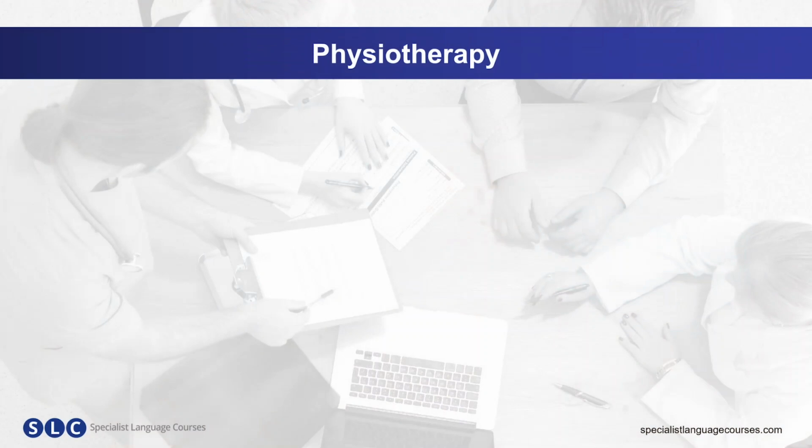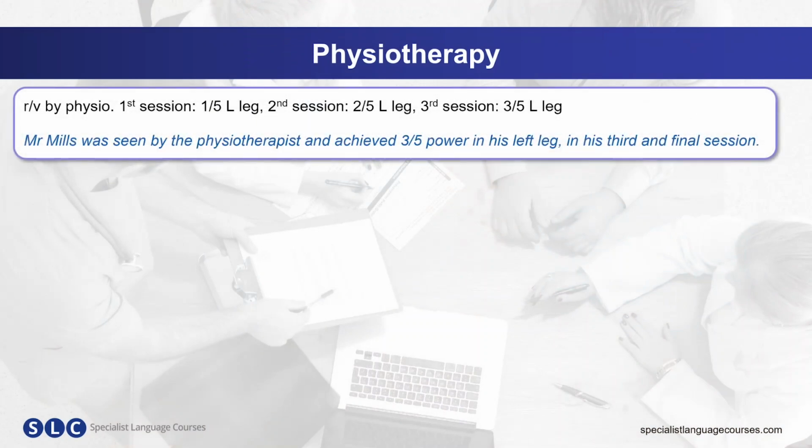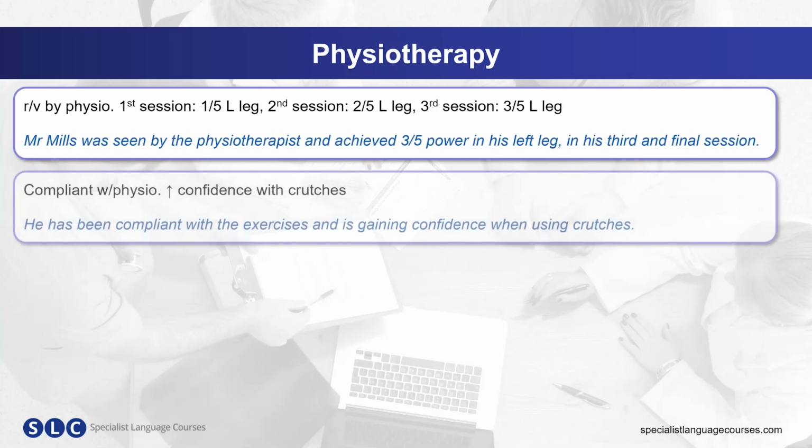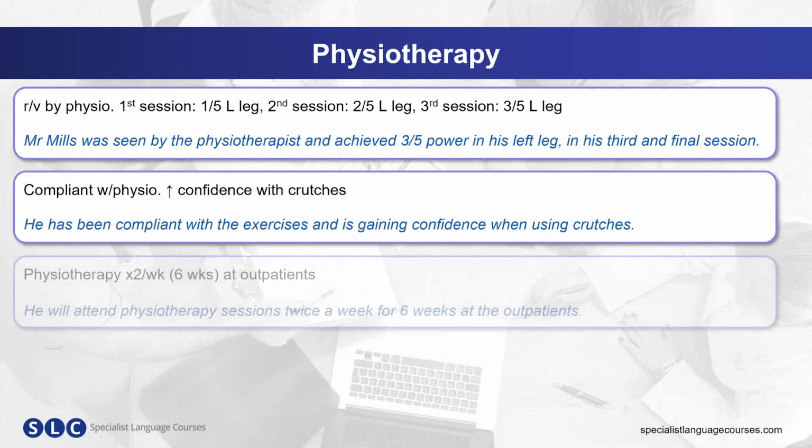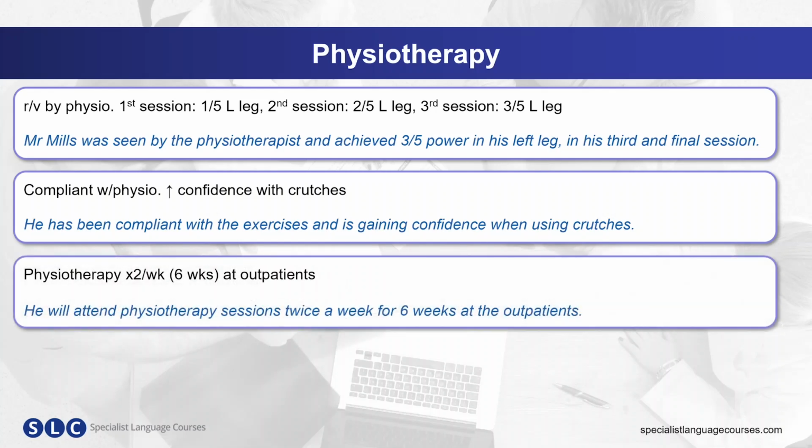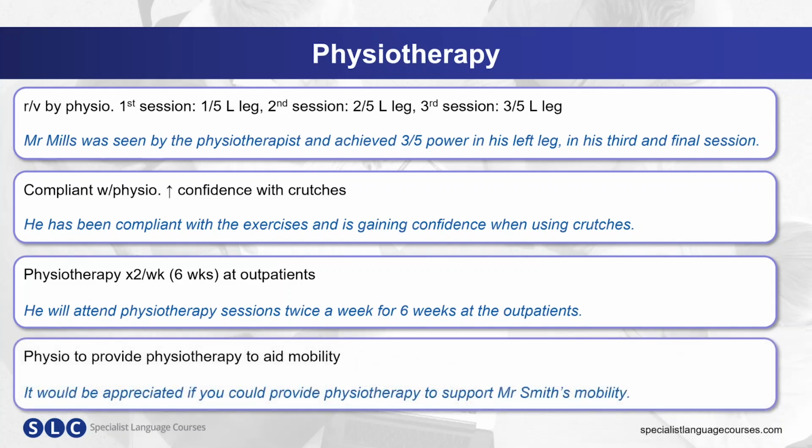Here are some examples. Mr. Mills was reviewed by the physiotherapist and achieved 3 out of 5 power in his left leg in his third and final session. He has been compliant with the exercises and is gaining confidence when using crutches. He will attend physiotherapy sessions twice a week for 6 weeks at the outpatients. It would be appreciated if you could provide physiotherapy to support Mr. Smith's mobility.